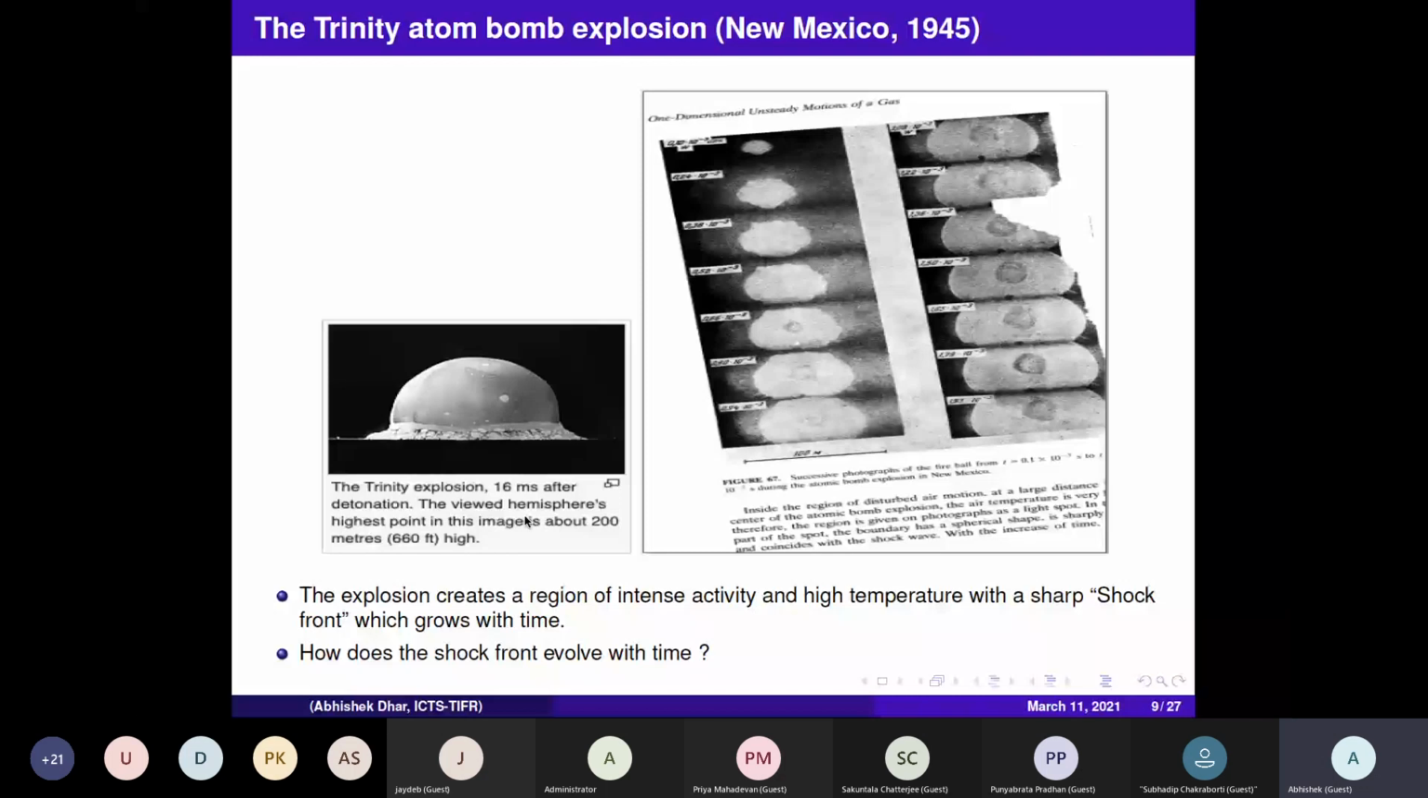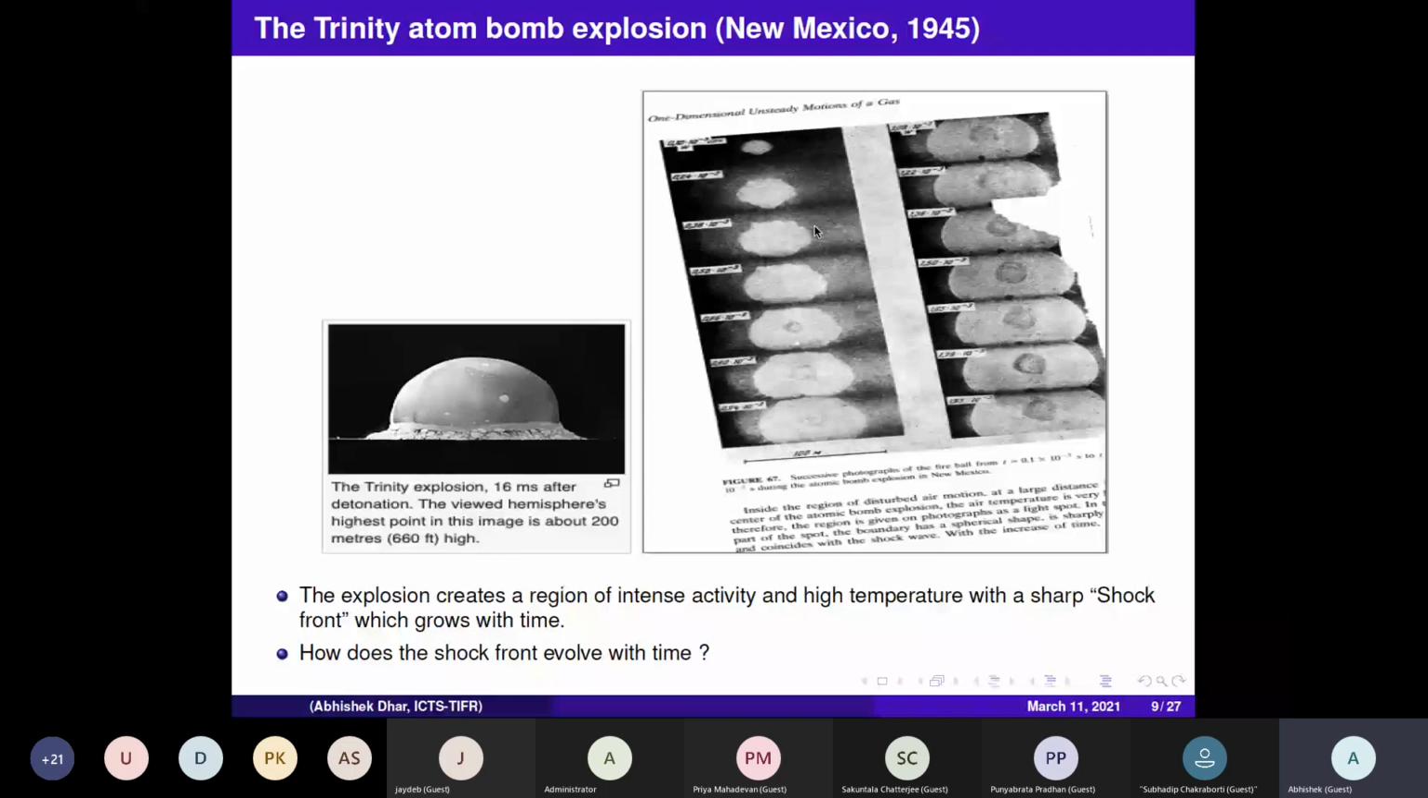On the right hand side, you can see how this blast is evolving in time. It started as a small thing, and these frames are, I think, every 0.14 millisecond. You see that there's a sharp front which is growing with time. This explosion creates a region of intense activity and high temperature, and there's a sharp shock front which grows with time. So one question is, how does this shock grow in time? That's the simplest question one can ask. Let's first answer this question.